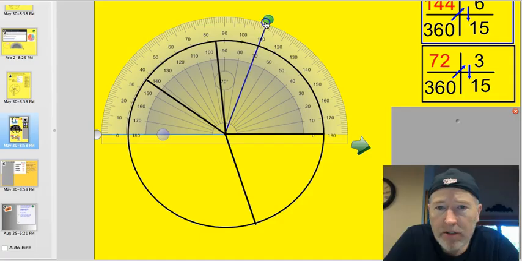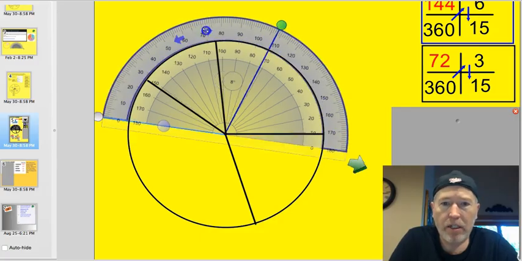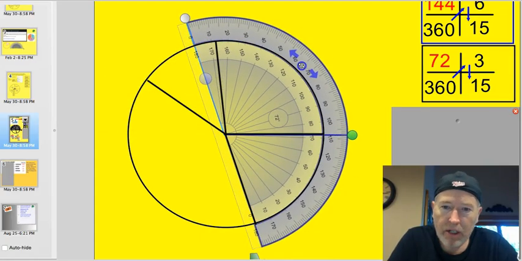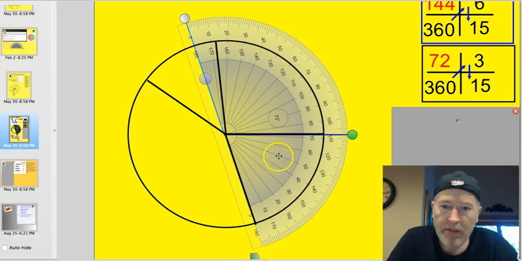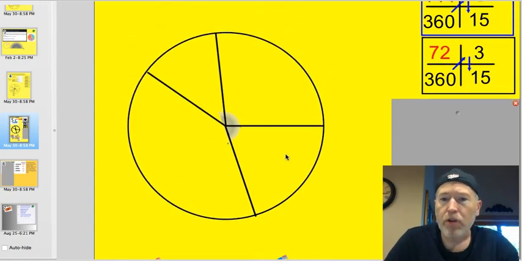Here's 80, here's 70, so 71, 72. Let's see if that angle looks right. When I pivot that down, you can see it fits right in there, 72 degrees. So let's minimize this guy here and construct our circle graph.